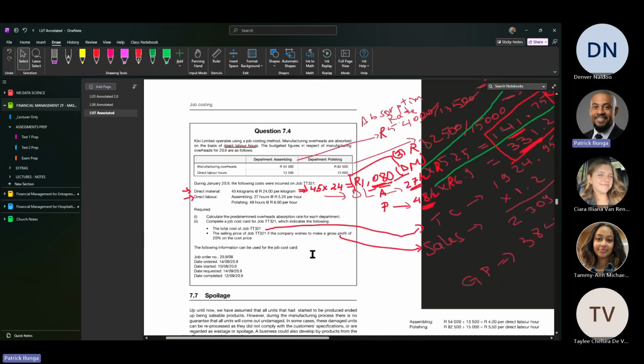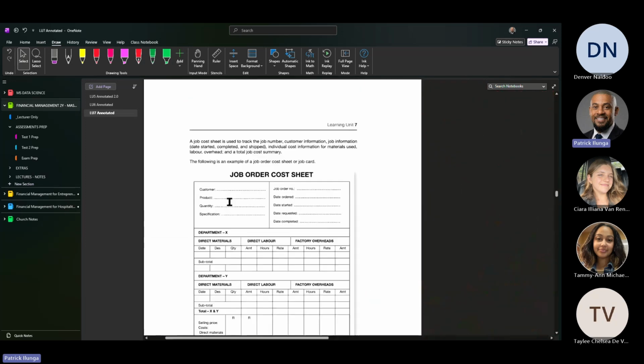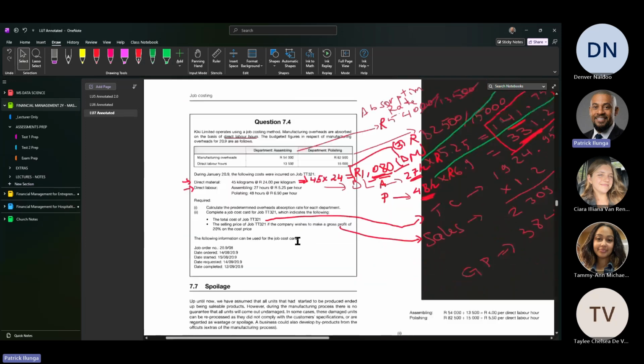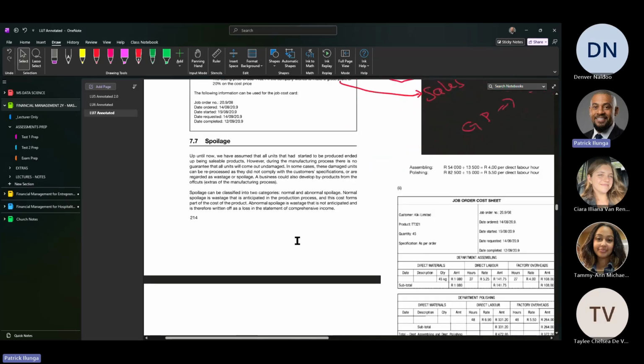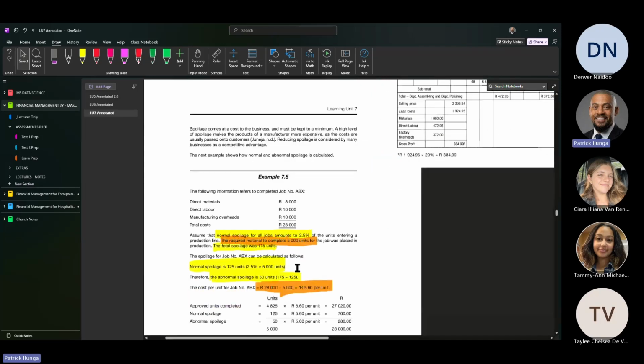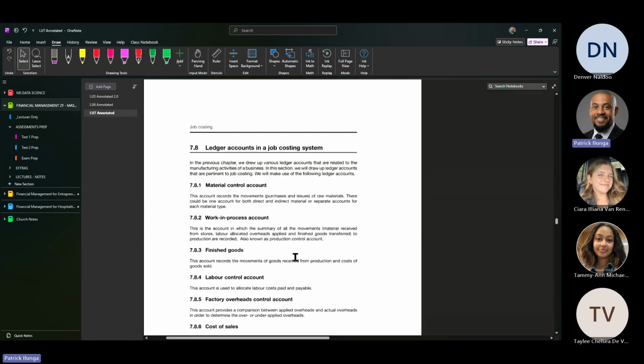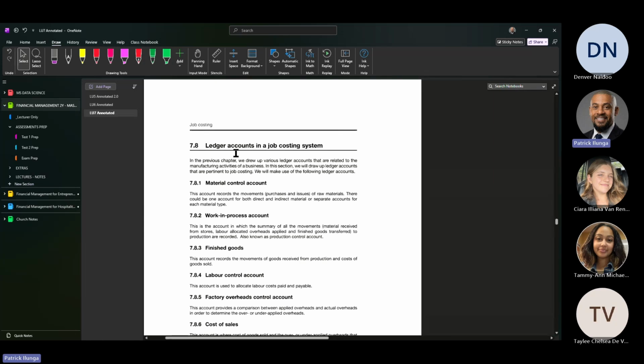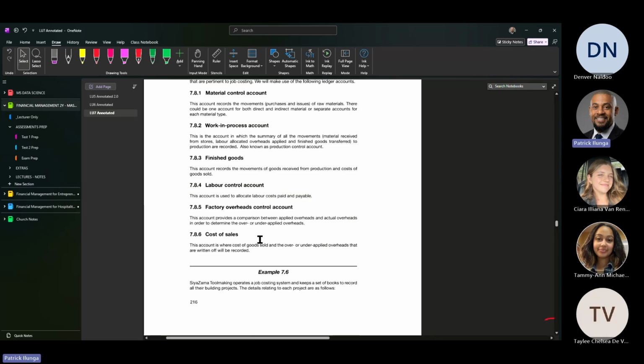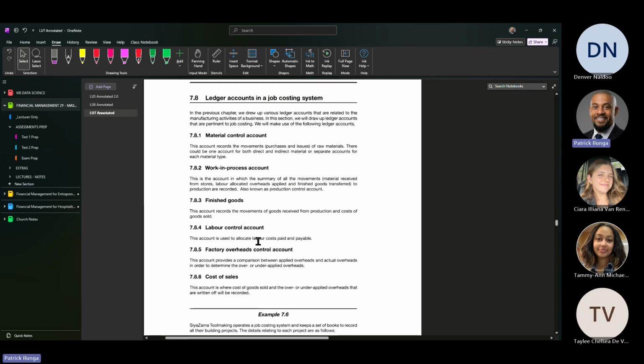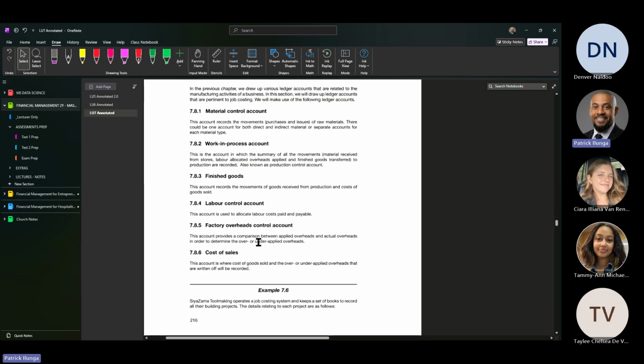So what I'm talking about is an example of a job order sheet in your textbook, right? We've covered it. Spoilage, we covered it. You see how your textbook just flows quickly? These are easy, they're not difficult. And we are here toward the end. We are talking about ledger accounts for a job costing system. They are the same thing that we applied last week, but now we are applying it to job costing. That's all we're doing here.